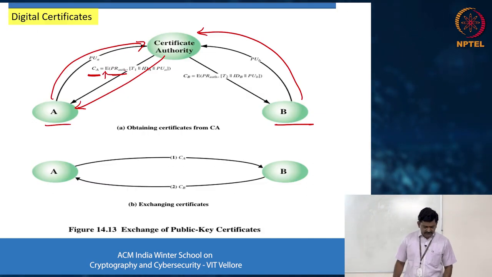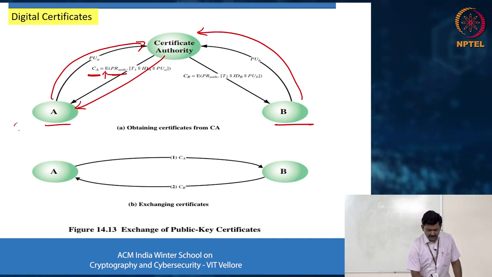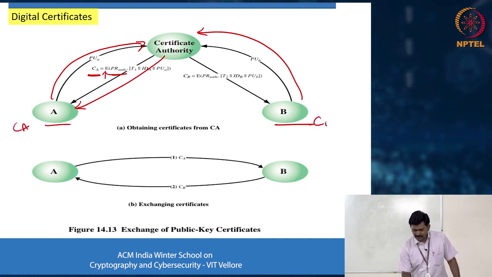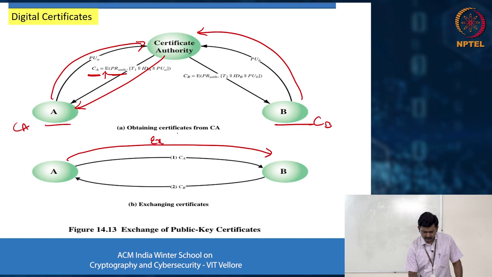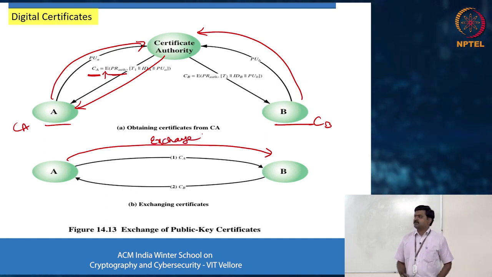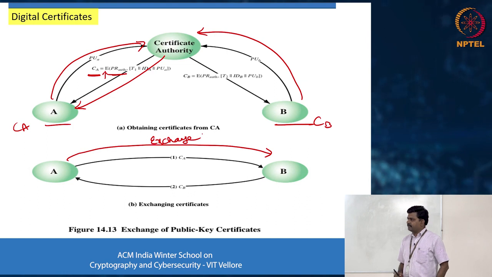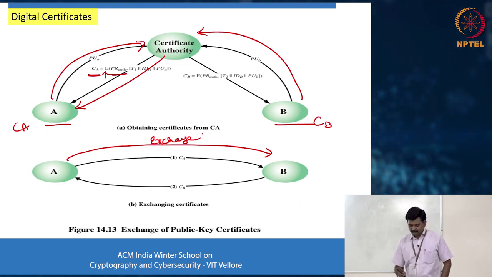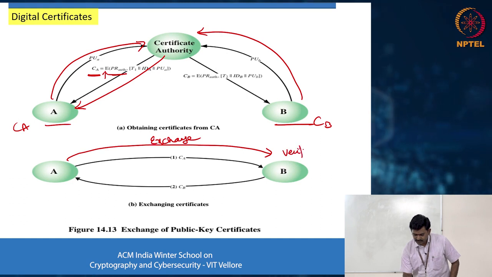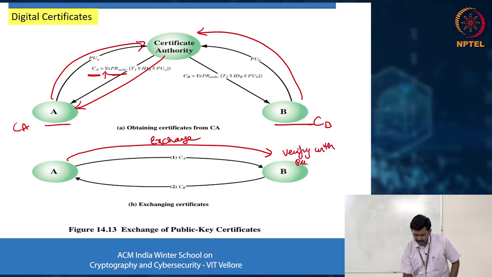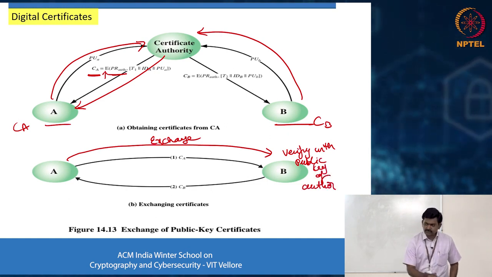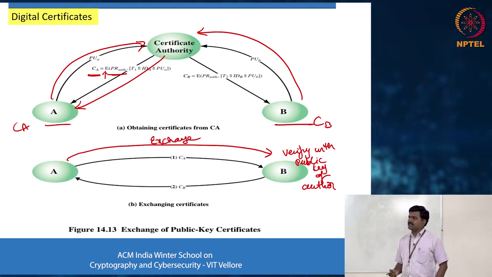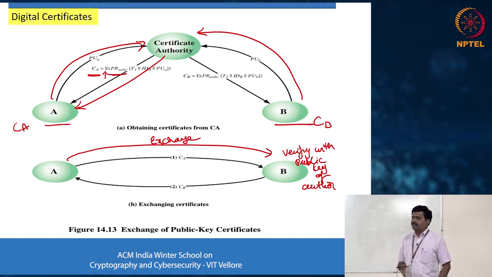So in this scenario, if you notice, A got her certificate, B got her certificate. Then what do they do? They exchange the certificates. When A sends the certificate to Bob, can Bob verify the certificate? Verify with the public key of the authority. The same happens here also. A would verify B's certificate, B would verify A's certificate. A certificate contains what? Essentially the public key of the other entity.